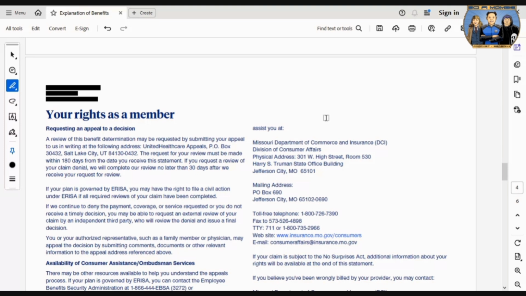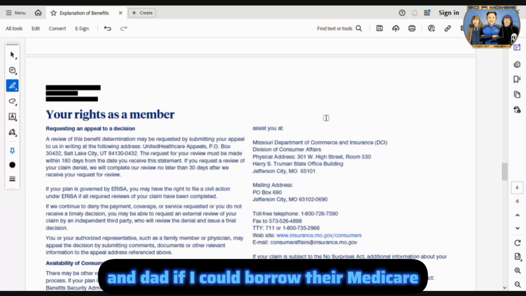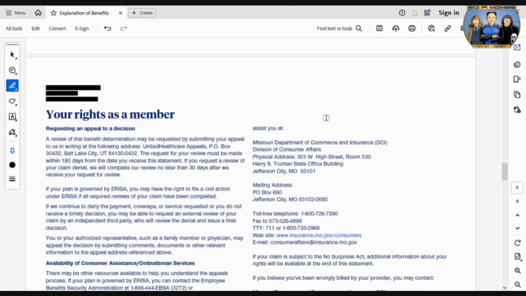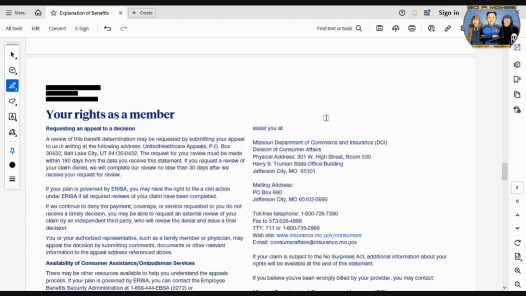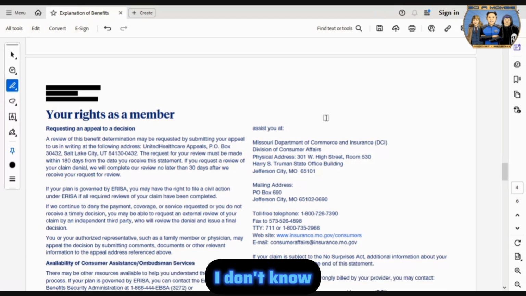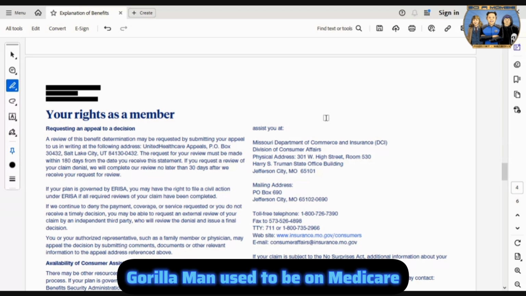I was asking my mom and dad if I could borrow their Medicare benefits book, because I wanted to show you. I can't find it, I think I threw a lot of them away. Gorilla Man used to be on Medicare when he was disabled.